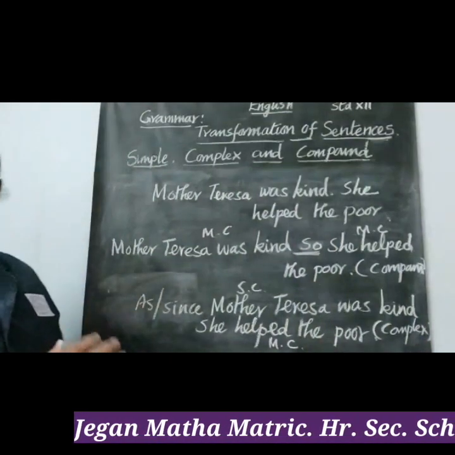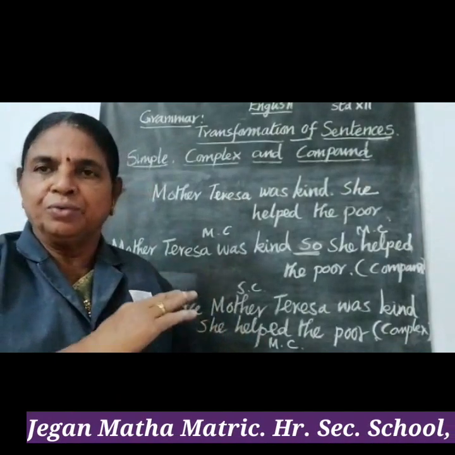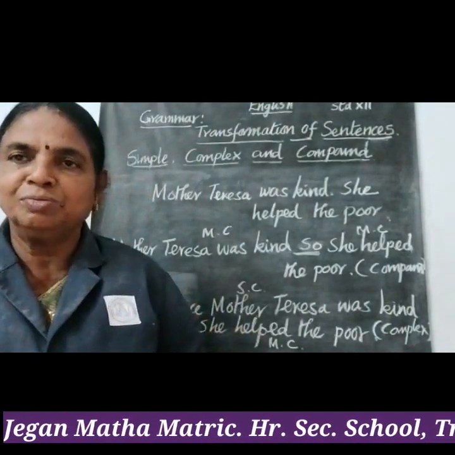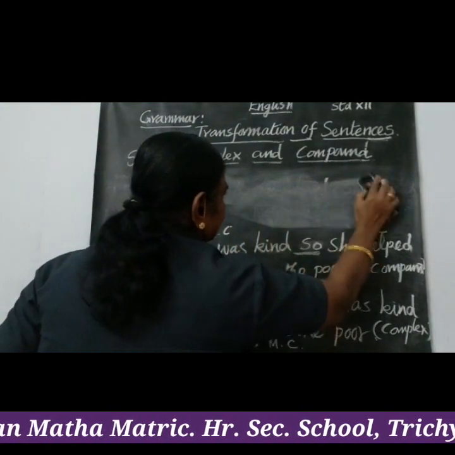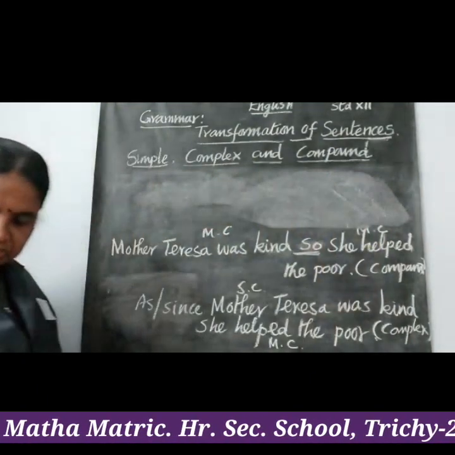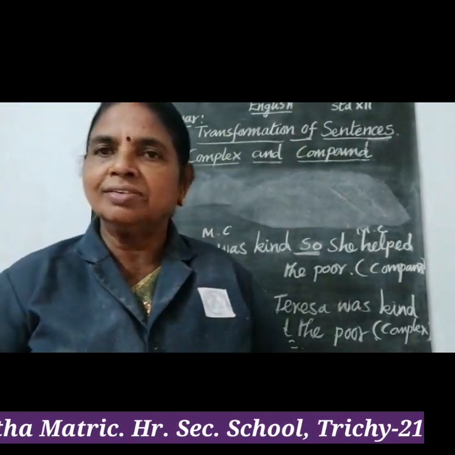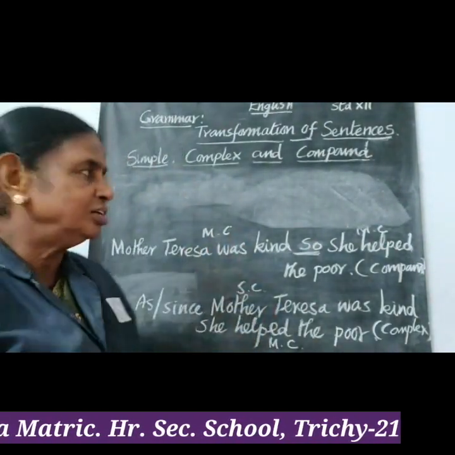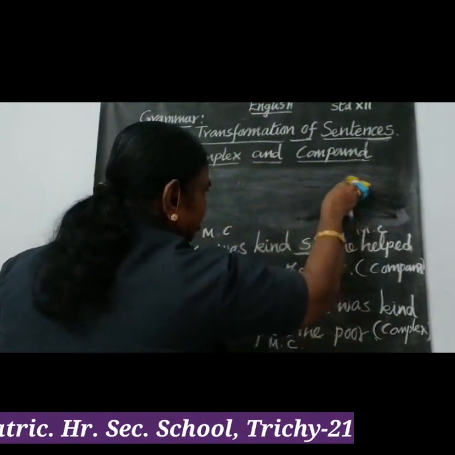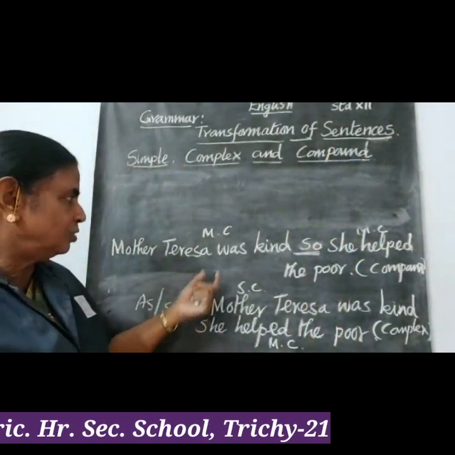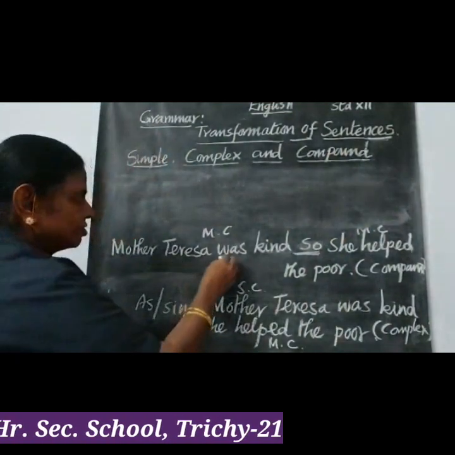Okay, now how to change this sentence? When we transform simple into complex, or compound into complex or simple, whatever it may be, the meaning of the sentence should not be changed. So how to change this complex or compound sentence into a simple sentence? A simple sentence has only one finite verb. So I have to change one of the verbs into either a present participle or a noun. Here, "was kind".